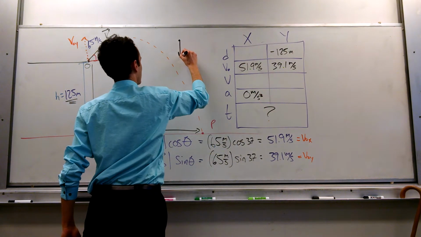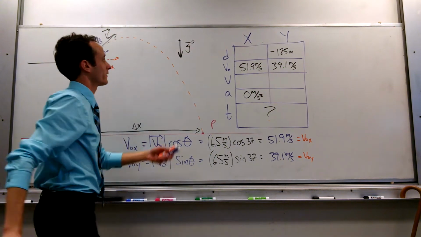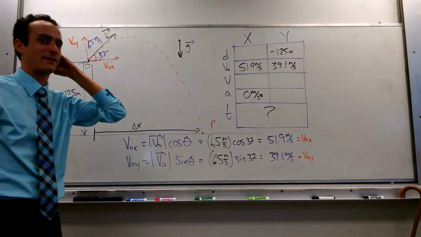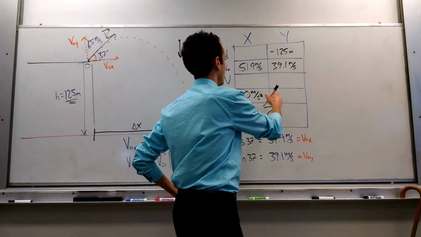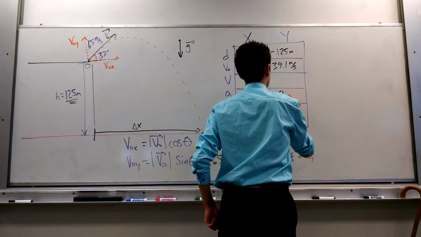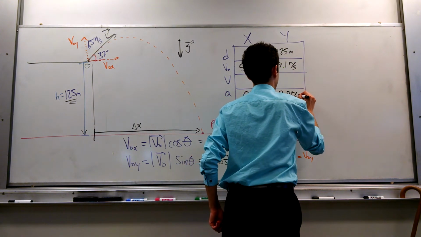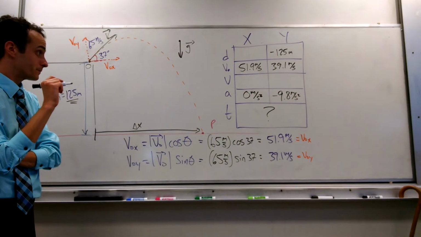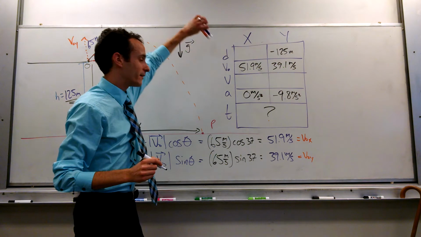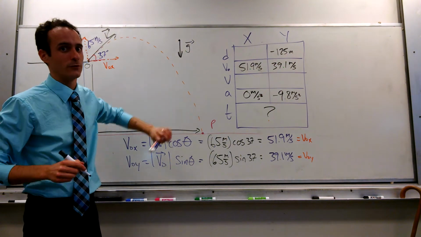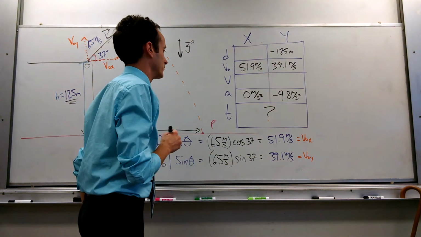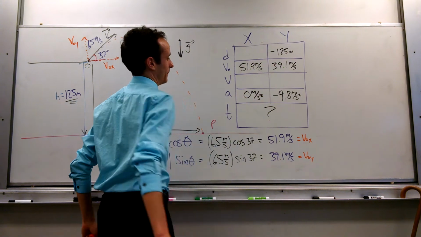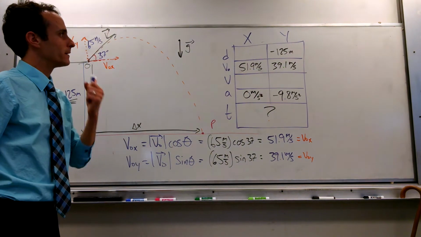Okay, so acceleration along the y. Again, we have this g vector, this acceleration due to gravity that acts on all objects. So this is going to be negative 9.8 meters per second squared. That's the acceleration due to gravity, and it's negative because the acceleration is always pointing downwards, and we consider downwards to be the negative direction. And I'm looking for time.